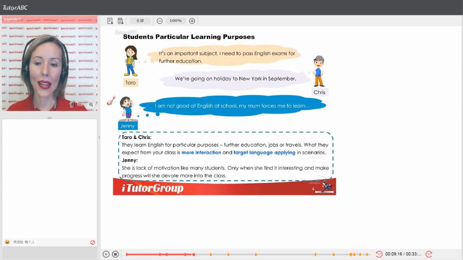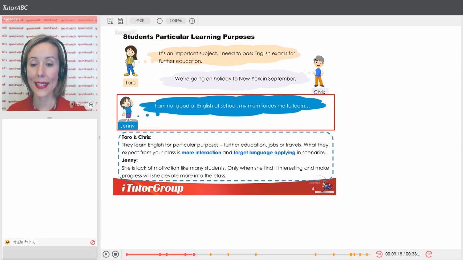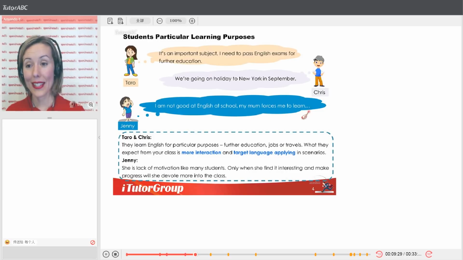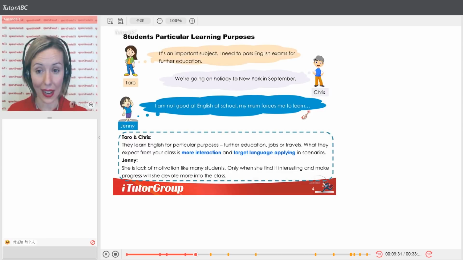But then we have a different type of student. This is Jenny. Jenny says, I'm not good at English at school. My mom forces me to learn. So Jenny is not self-motivated. She's there because she has to be, because her mom is forcing her to.